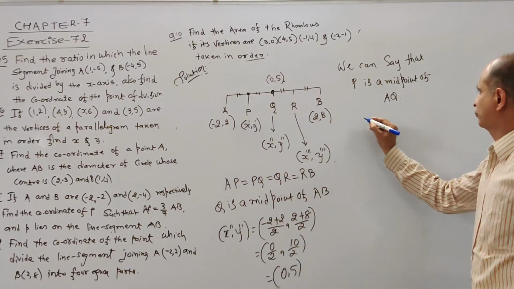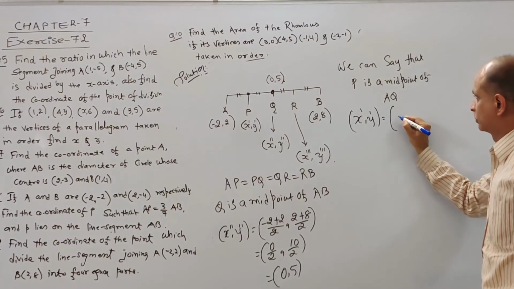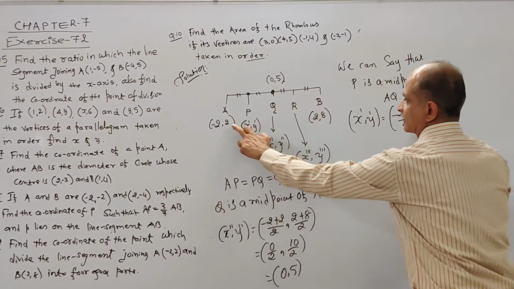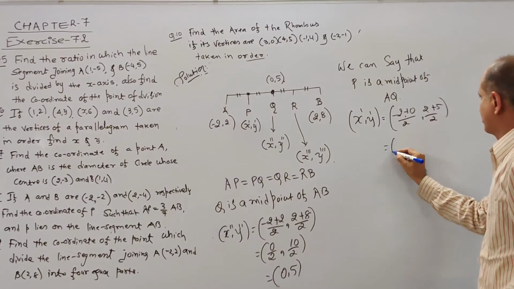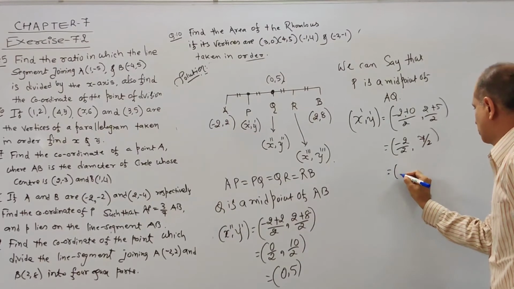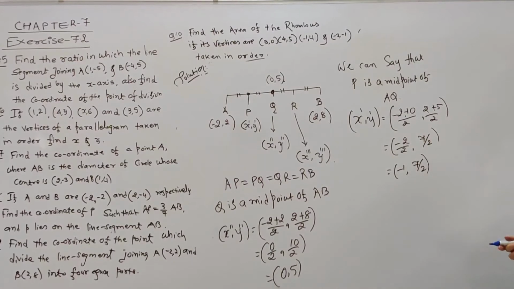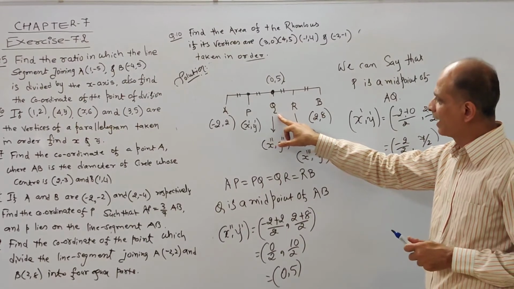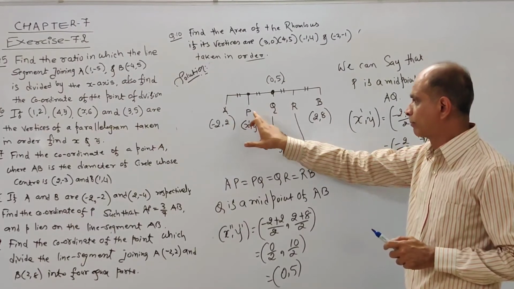So by using the midpoint formula, x dash, y dash is equal to (minus 2 plus 0) by 2 as well as (2 plus 5) by 2. So here you can write minus 2 by 2 and 7 by 2. So (minus 1, 7 by 2) is the coordinate of point P. So you can easily find out the value of Q with the help of the midpoint formula as well as the value of P.